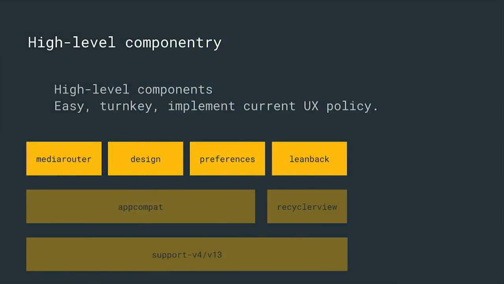Now, with that as a base, we've built some other components that sit on top of these layers. We have things like Media Router, which services all of the cast endpoints for talking to Chromecast devices and similar. We have the design libraries, which provide all sorts of modern material design components on top of the basis that AppCompat has created. We have a preferences system, which updates the preferences system that you know and love from the Android framework to also work on other form factors. And we've got the Leanback library, which allows you to create great 10-foot UI experiences.